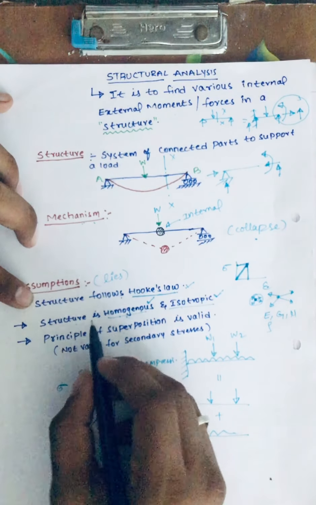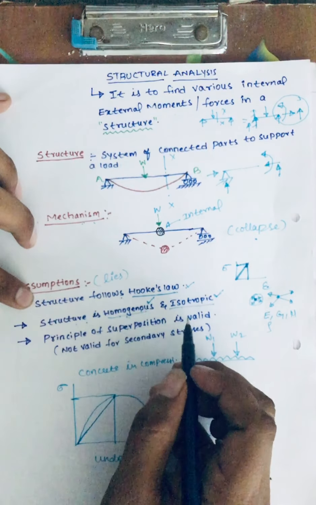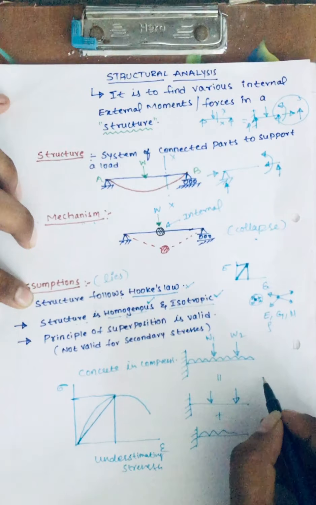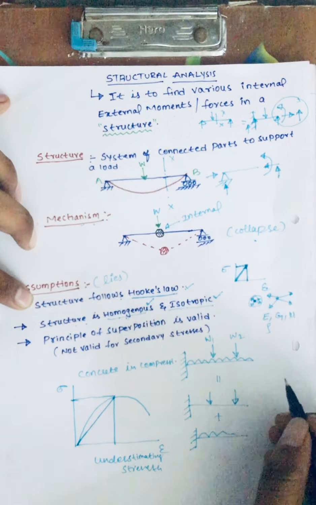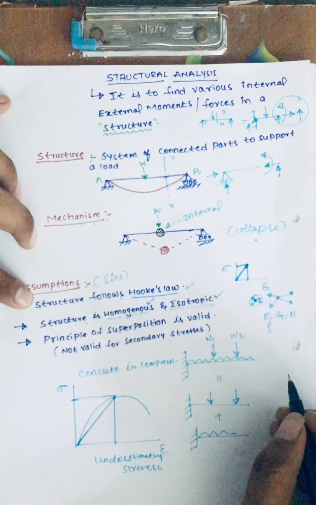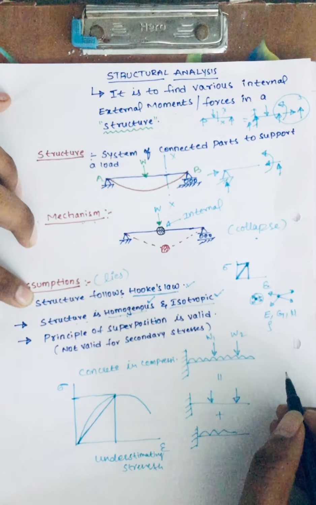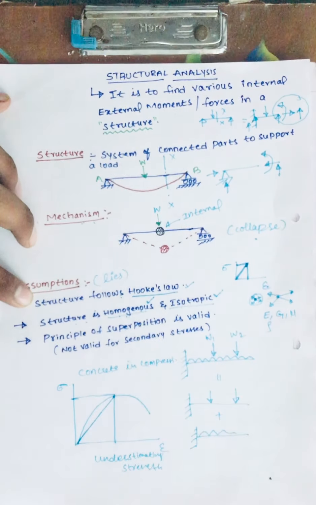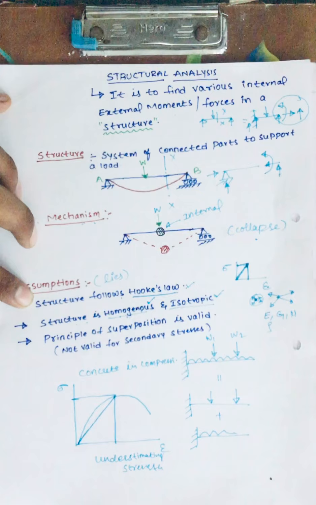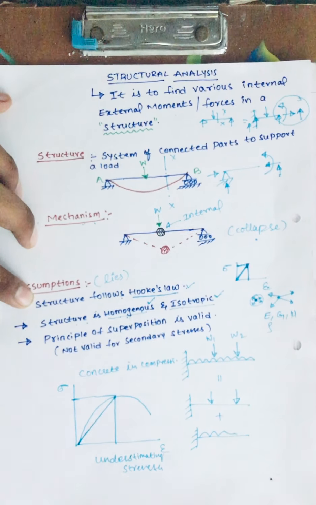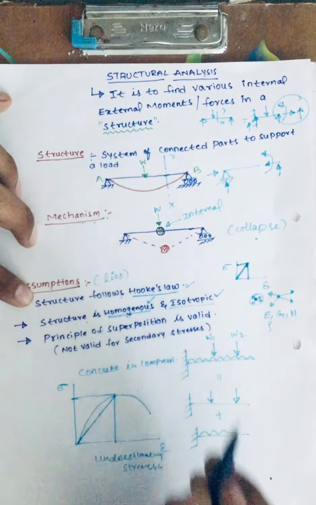The second thing is the structure is homogeneous and isotropic. But in practical structures we are not going to have homogeneous, we are going to have heterogeneous. For example, you take concrete and steel. Concrete is one material, steel is another material. We are using two different types of materials, but still we are assuming it as homogeneous.